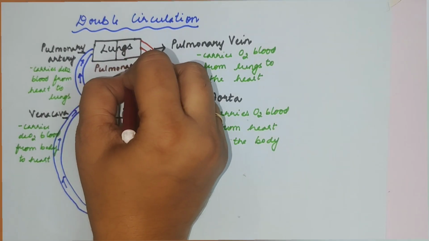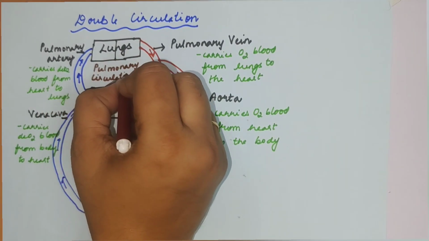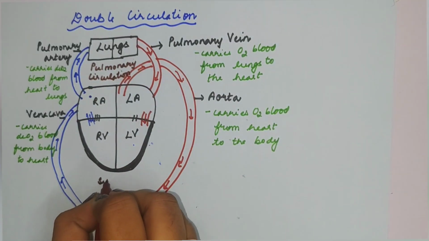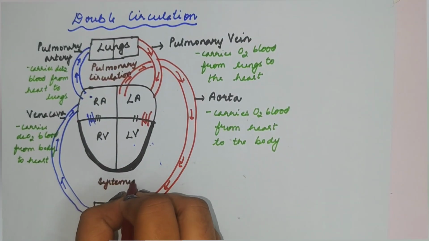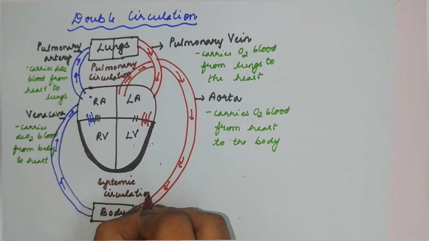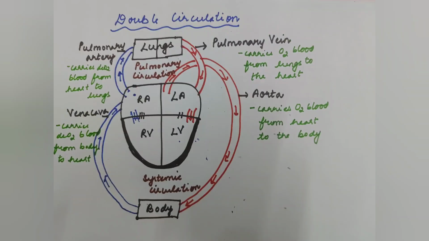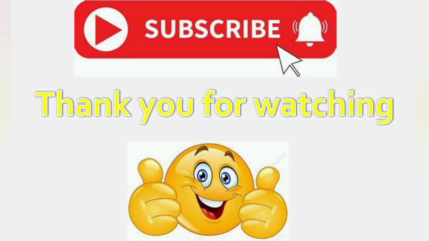As the blood flows through this circulation twice inside the heart, therefore this is known as double circulation. The circulation between the lungs and the heart is known as pulmonary circulation, whereas the circulation between the heart and the body is known as systemic circulation. This was all about the circulatory system.